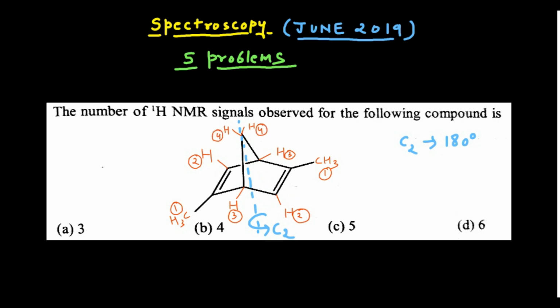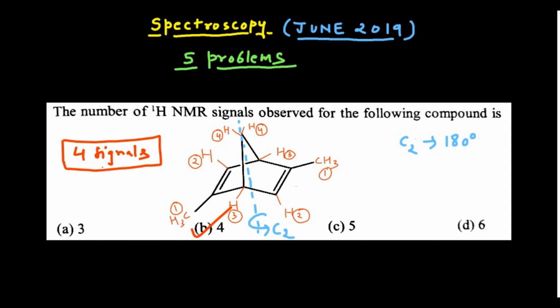So you can see there are only 4 types of hydrogens, 1, 2, 3, 4. So in the proton NMR spectrum, I will expect only 4 kinds of protons. So in that case, my correct option would be option B. 4 signals total I will get in the proton NMR spectrum. But to understand such problems, you need to understand the symmetry elements present in the molecule.